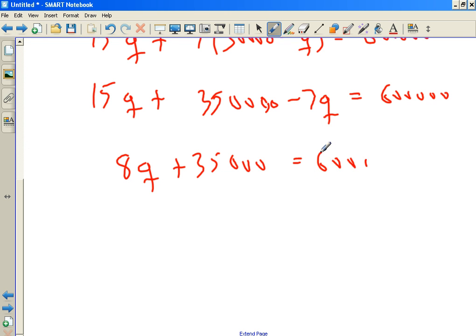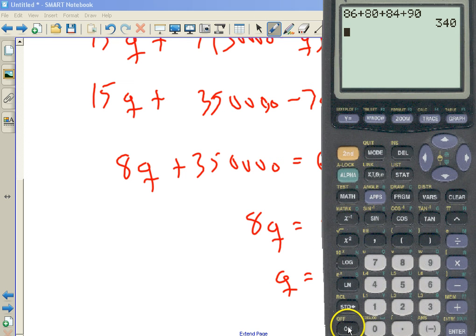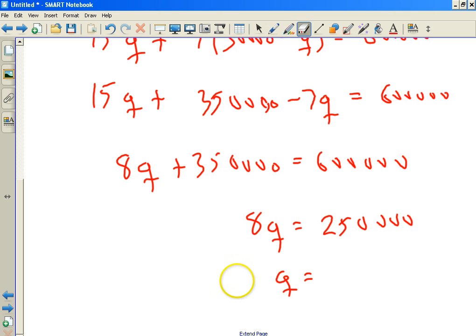All right. Now what? Subtract who from what? 350,000 from 600,000 leaves 8Q equal to what? 250,000, right? And then you got to divide by 8. All right, let's be lazy. 250,000 divided by 8 is 31,250 bucks. So Q is 31,250. Okay? So that's our solution for Q, but are you done?